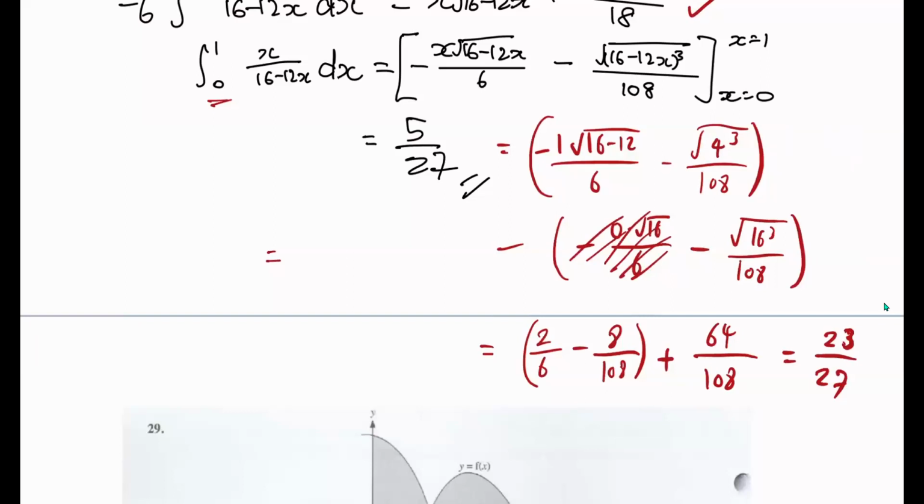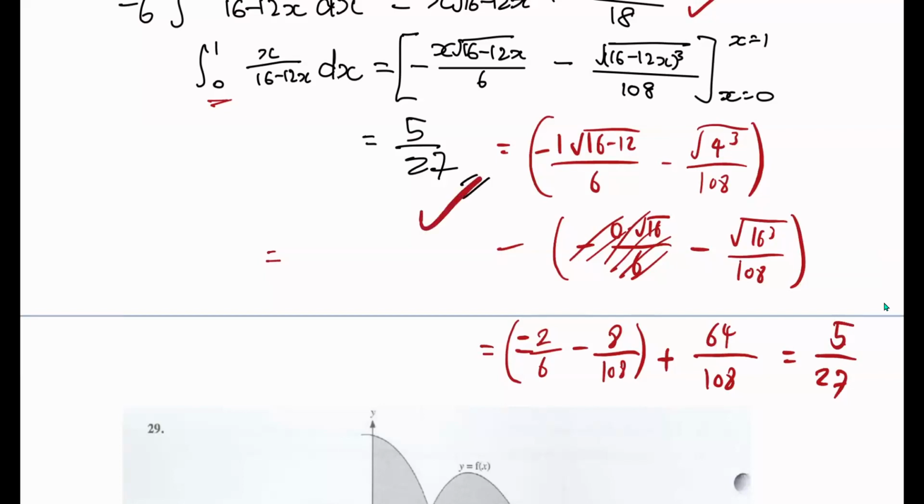Right, I missed out a minus sign here. Whoops, sorry. Let me change that. Okay, let me type it again. So yes, I get 5 over 27. Okay. Sorry. Yes, your answer is correct. Good.